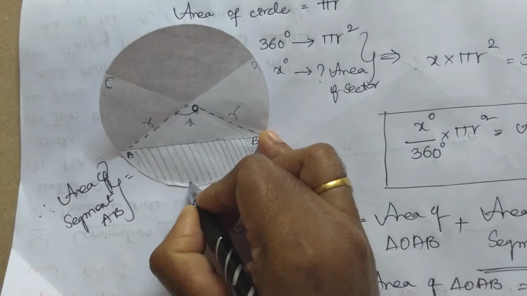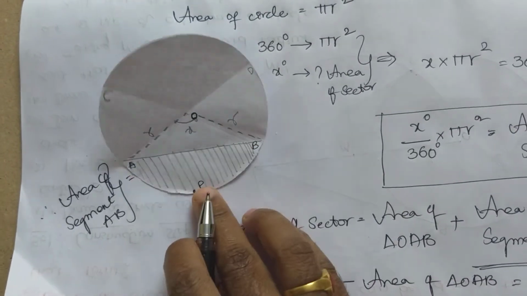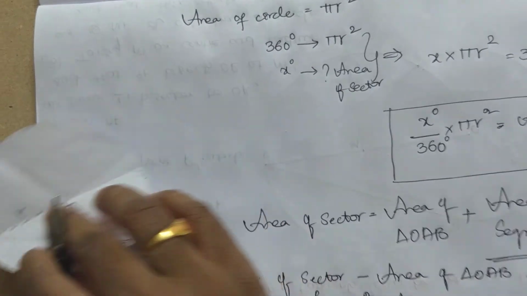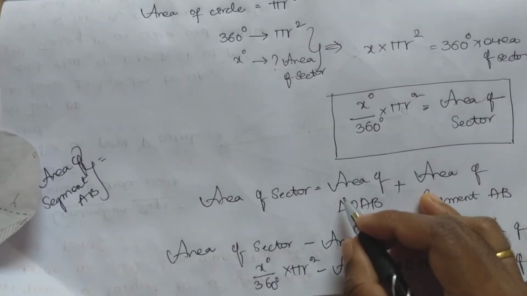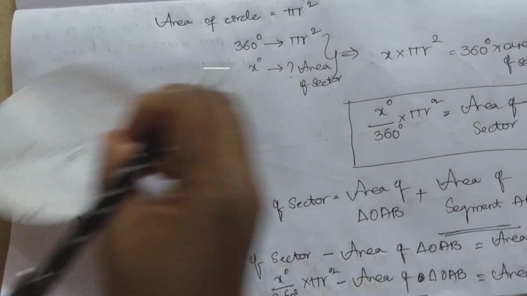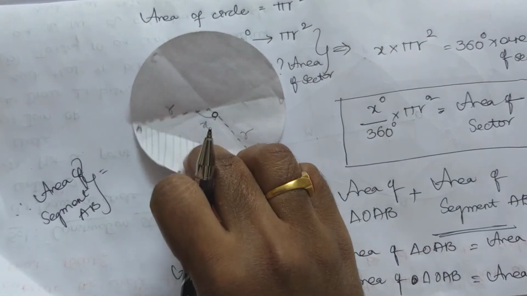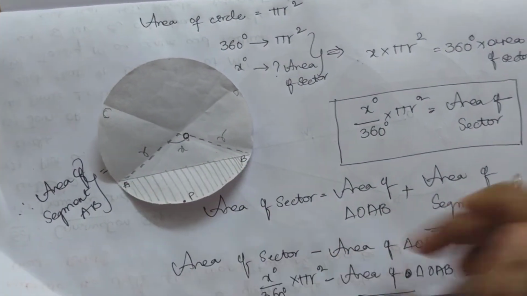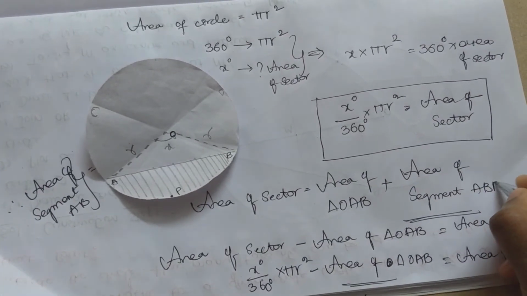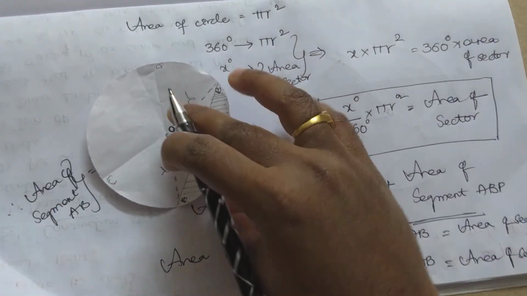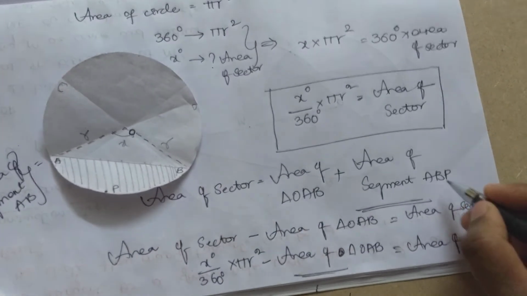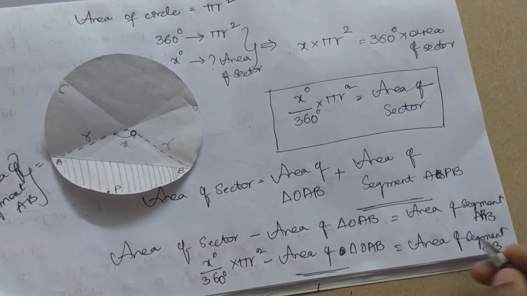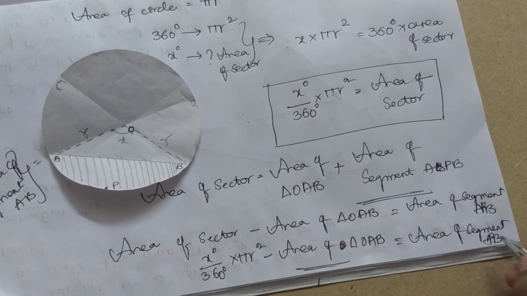So what will I do? I will take any point on the circle, like P, so the area of the segment APB I will write. Okay. So what will I do here? Area of sector equals area of triangle OAB plus area of segment ABP. I can write ABP or APB, anything is the same. So what will I write here? APB. Here also, area of segment APB.